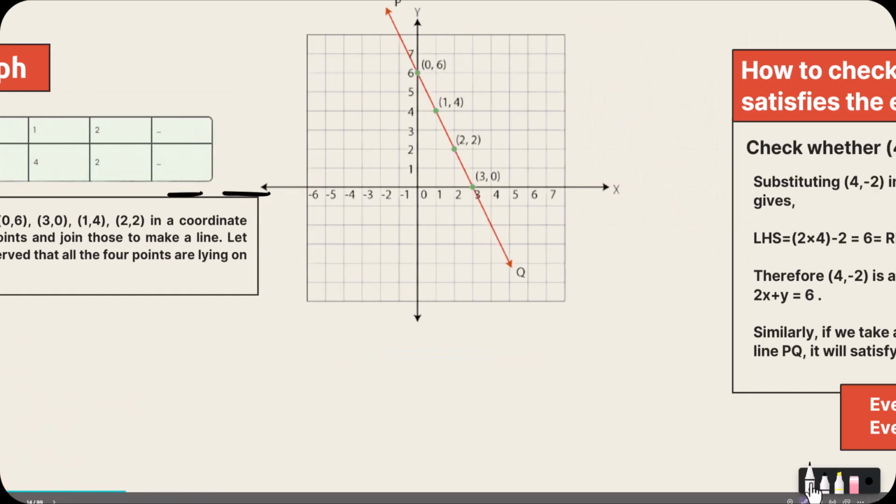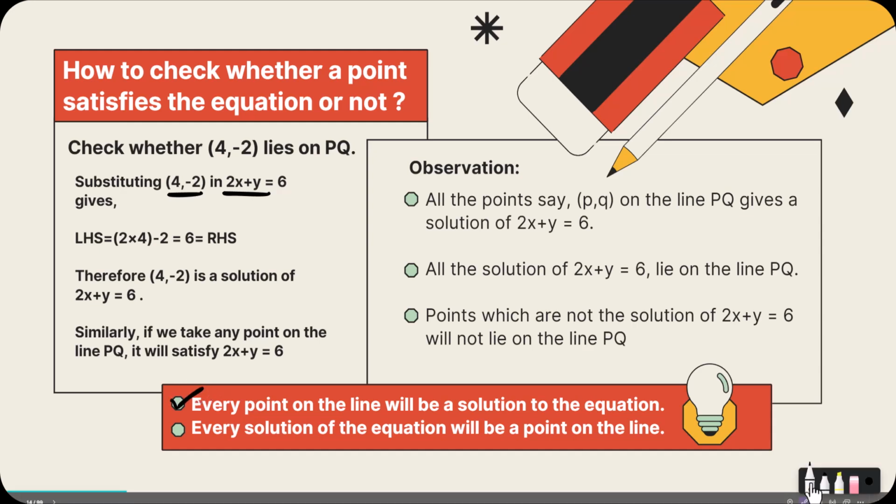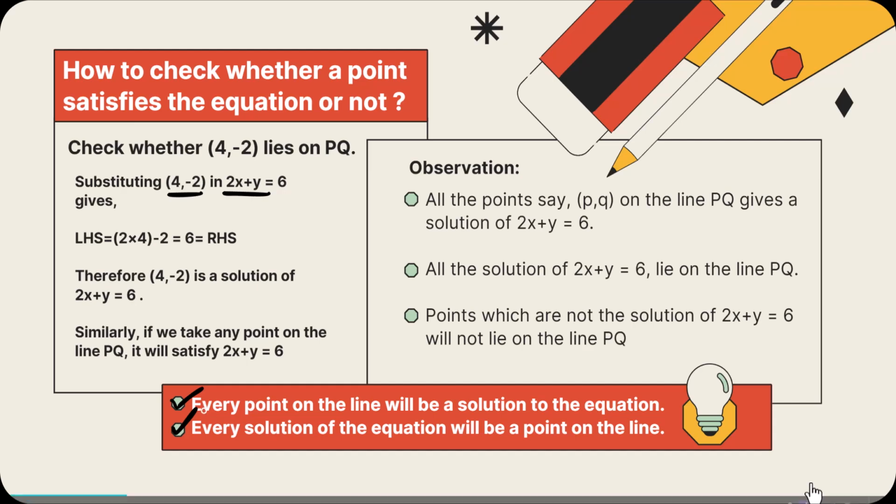So now what do we observe? All the points on the line PQ give a solution of 2x plus y equal to 6. All the solutions of 2x plus y is equal to 6 lie on the line PQ. Points which are not a solution of 2x plus y is equal to 6 will not lie on the line PQ, right? So what do we understand? Simple logic. Every point on the line will be a solution to the equation. Every solution of the equation will be a point on the line. That's what you have to understand.